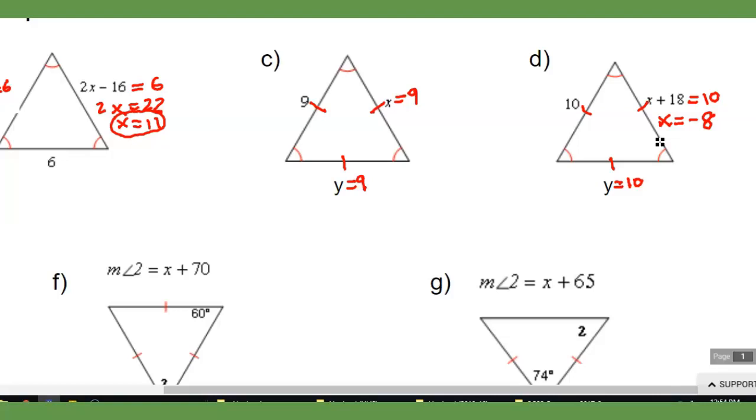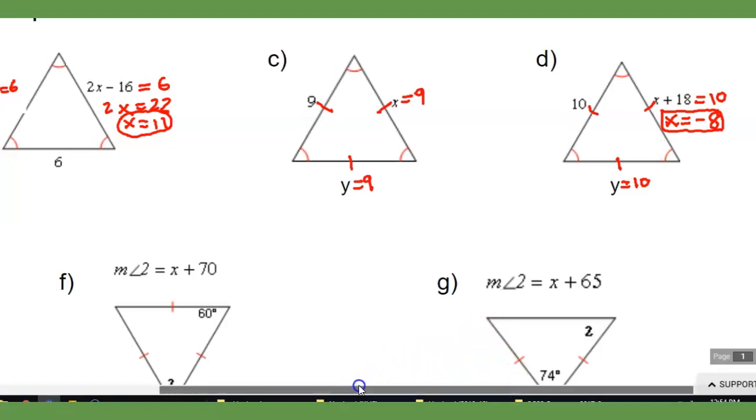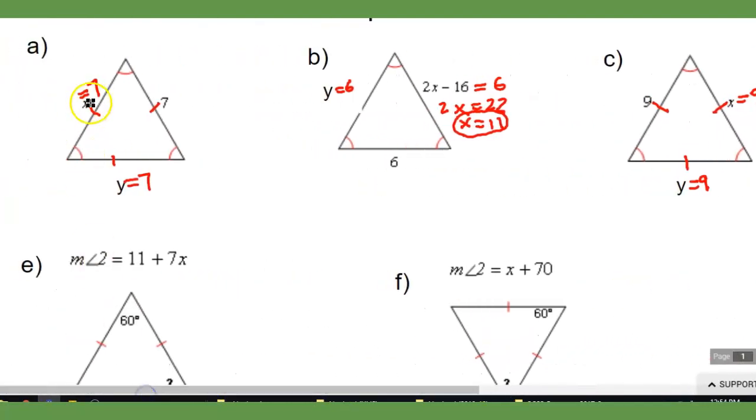And recall, it's okay to have a variable equal to a negative, just not a side or an angle. Because when we substitute -8 back in, 18 minus 8 equals positive 10. So the side ends up to be positive, so we're okay. All right, so that's that converse we just used.